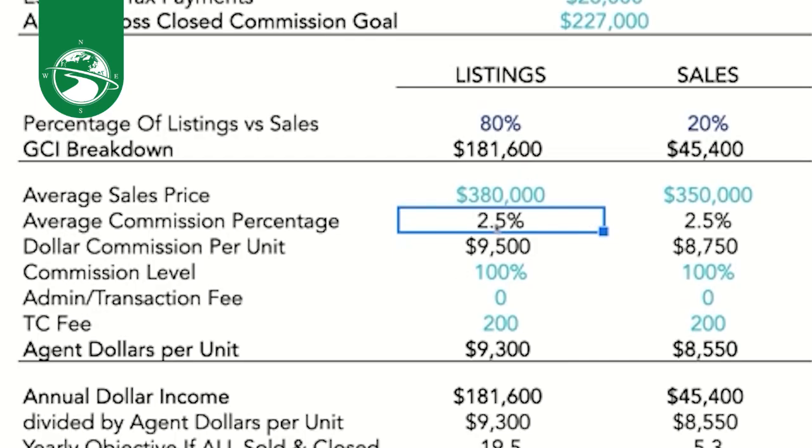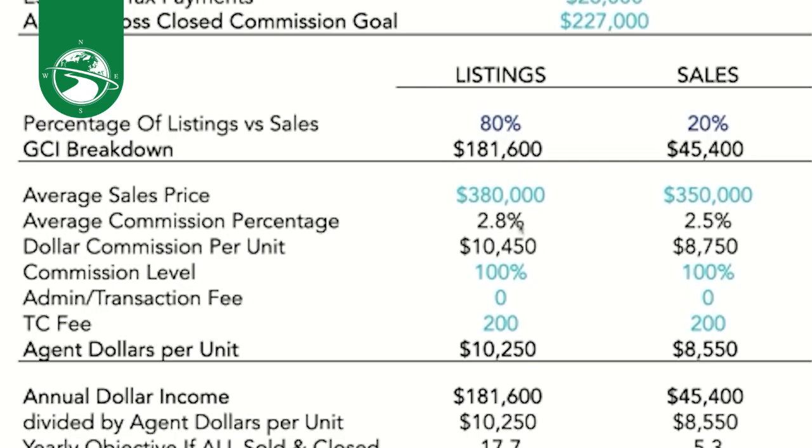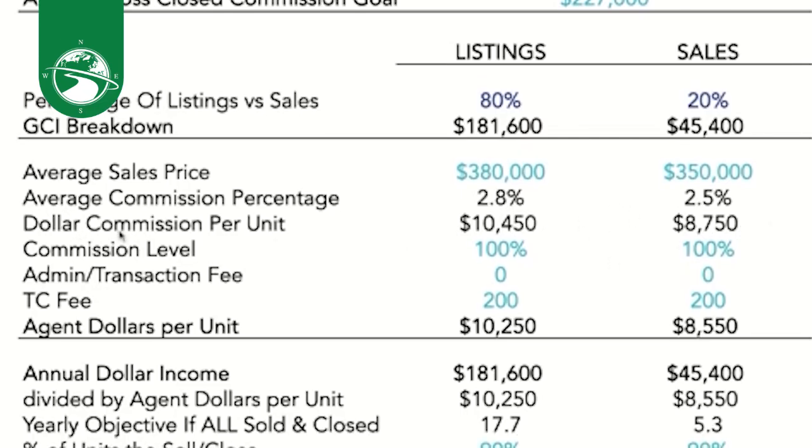Again, I'm going to stay conservative and go 2.5, but you know what? I'm going to change this to 2.75. It's going to be a slight little change here, rounds it up to 2.8. Okay, put what you want in here, and now we're going to get the dollars commission per unit.